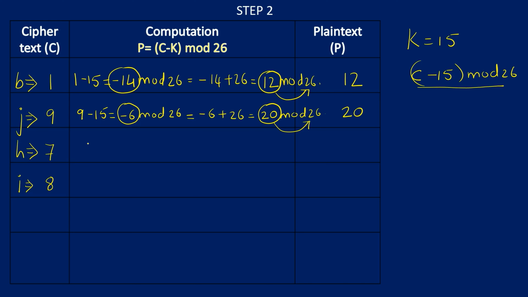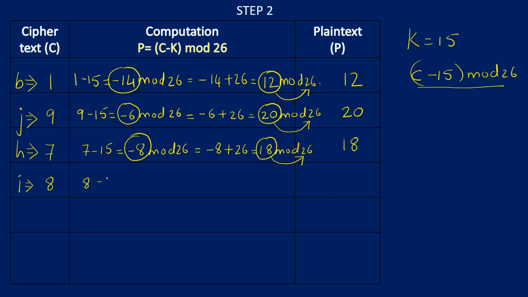Now the next number which is given is 7. So 7 minus 15 is minus 8 mod 26. Again, I got a negative number. Because I got a negative number, I'm supposed to do modular arithmetic. That is, I take minus 8 and add 26 to it and check out my answer. I got 18 mod 26. Now I check whether this number 18 is positive and is it lesser than 26? Yes. So my final answer is 18.